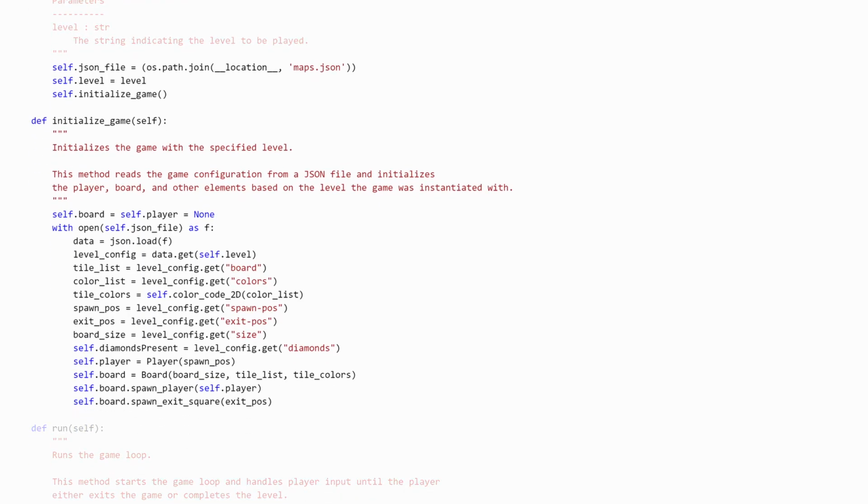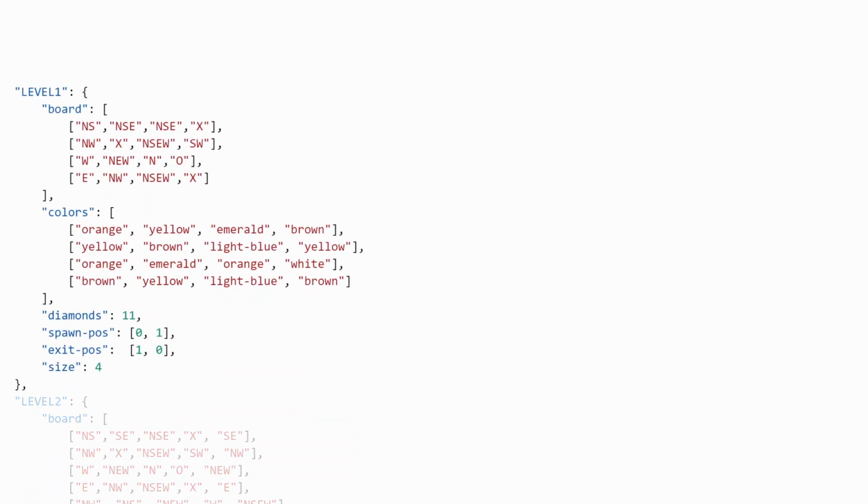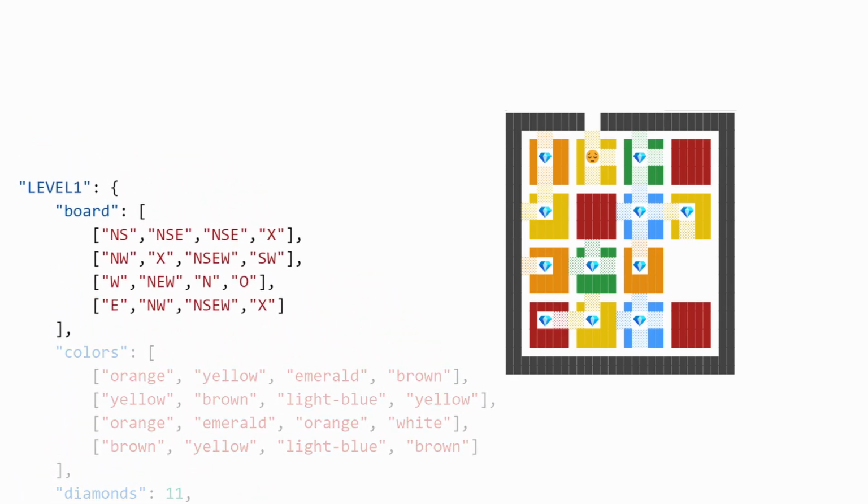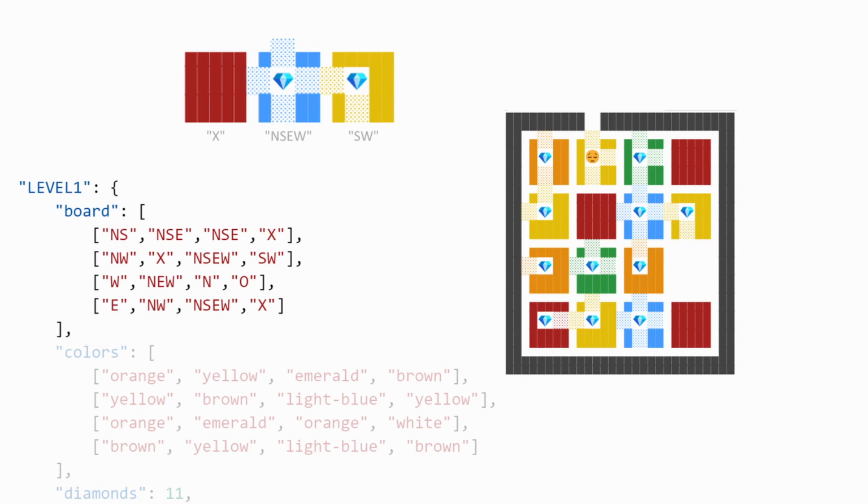The program does this by referring to a JSON file called maps.json and reads the specified level, which in this case is level 1. This is the board, which is a list of lists showing the tiles inside of the board. Each tile is represented by the cardinal directions in which it opens up, which can be any combination of north, south, east, and west, as well as X, which is a tile with no openings, and O, which represents the empty slot in the board.